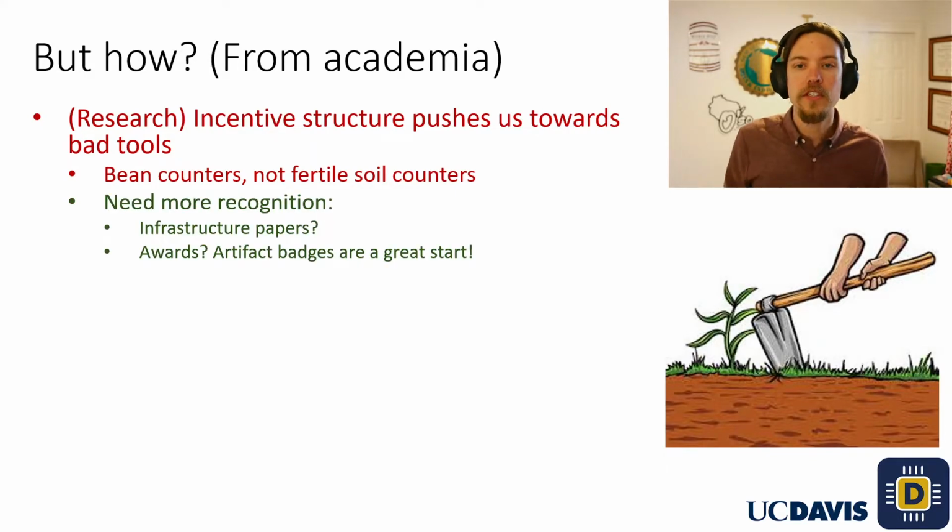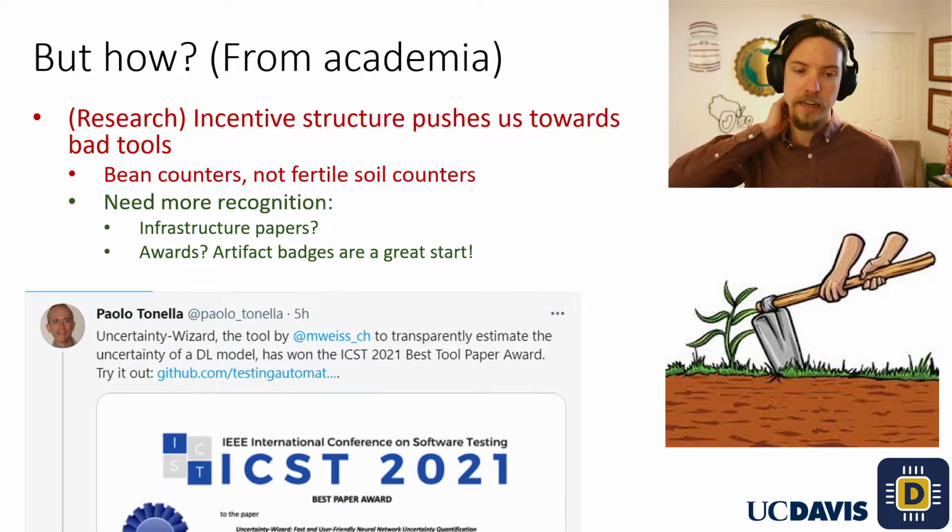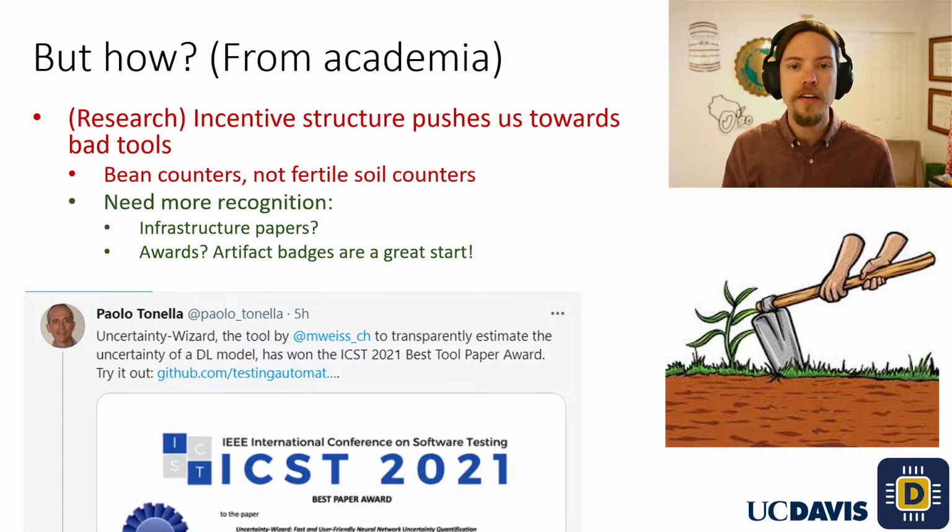So what do I think we should do? Well, I think we should have more recognition for good tools and good infrastructure. So things like an infrastructure track. I would love to see an infrastructure track at ISCA or at ASPLOS, so it's focused on tools and infrastructure. I think we should have more awards. Yesterday on my Twitter feed, I noticed that this software engineering conference had an award for the best tool. There's no reason why we can't do that kind of thing in architecture and other systems fields.